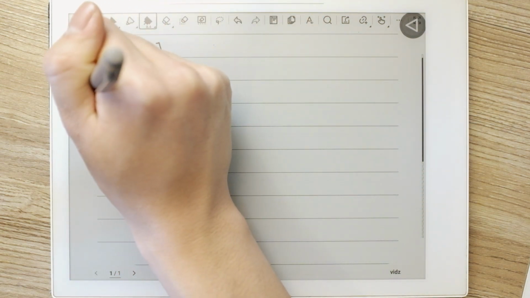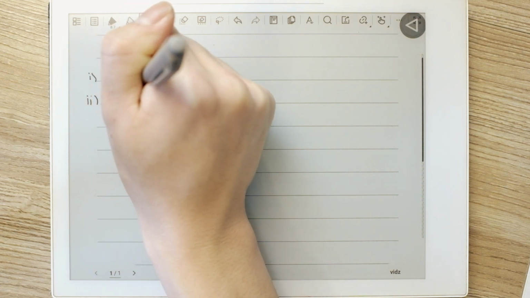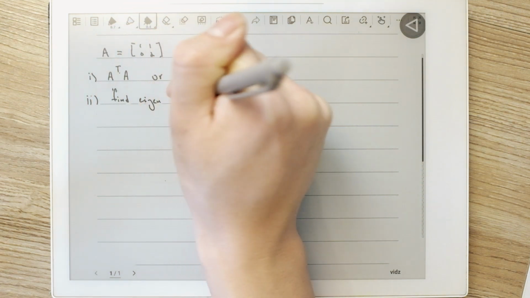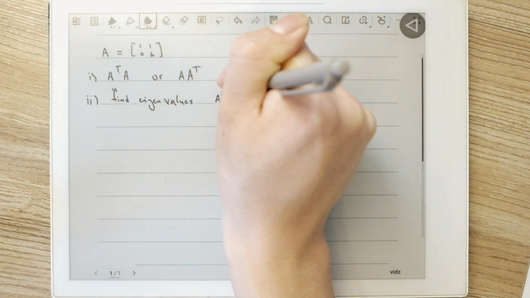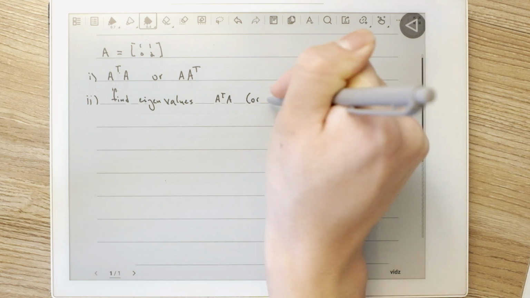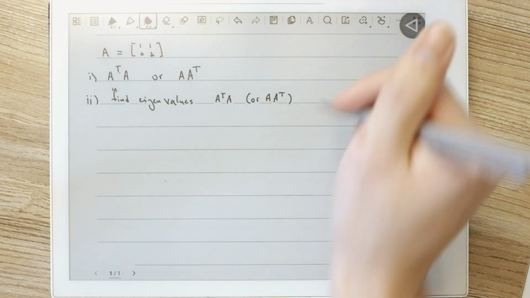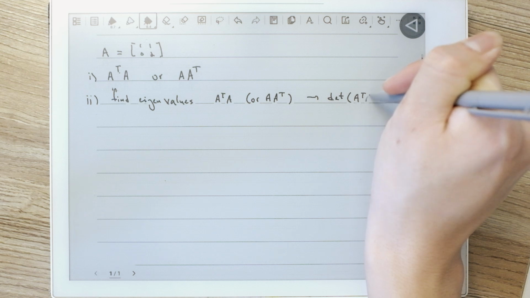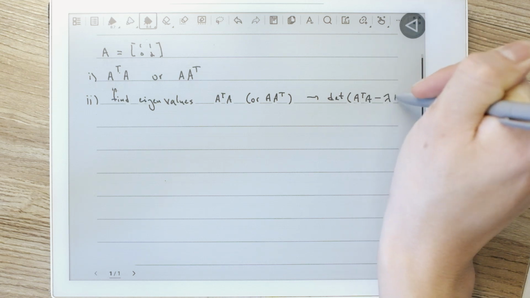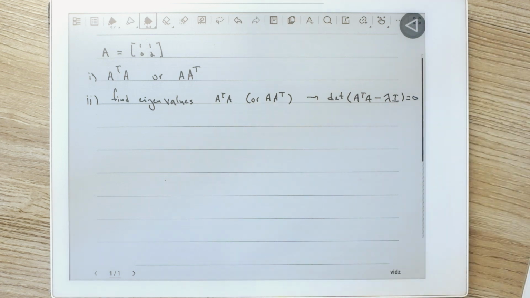The second step is we want to find the eigenvalues of A^H A, or again of A A transpose. How do we do that? Well, we just compute the determinant of A transpose A minus lambda times the identity, and we set that equal to 0. So that's not too complicated.